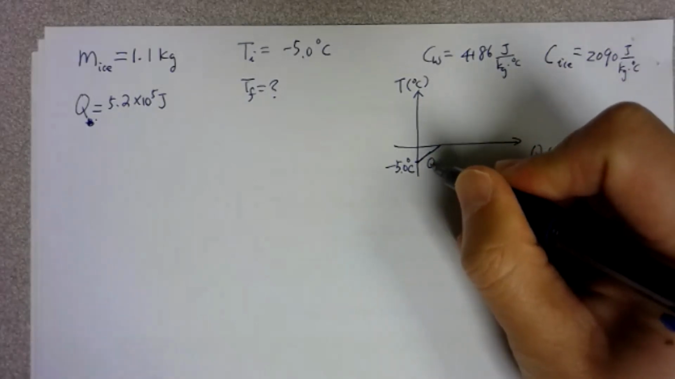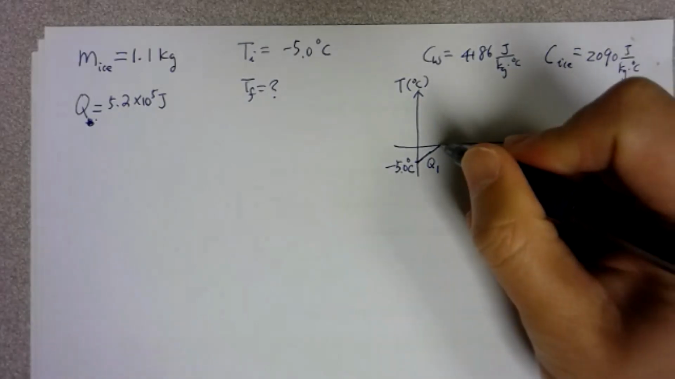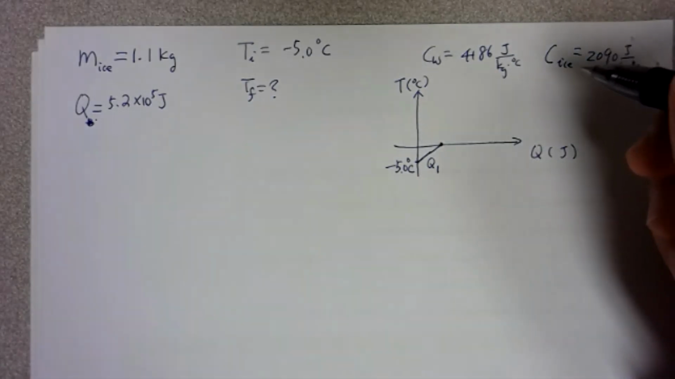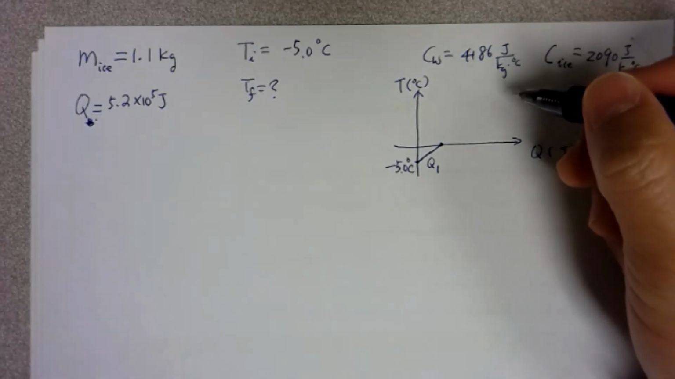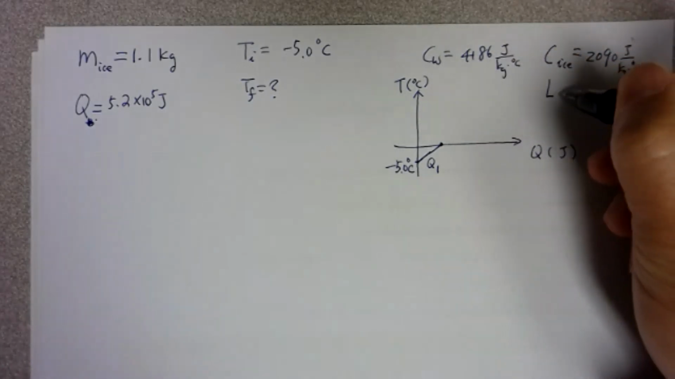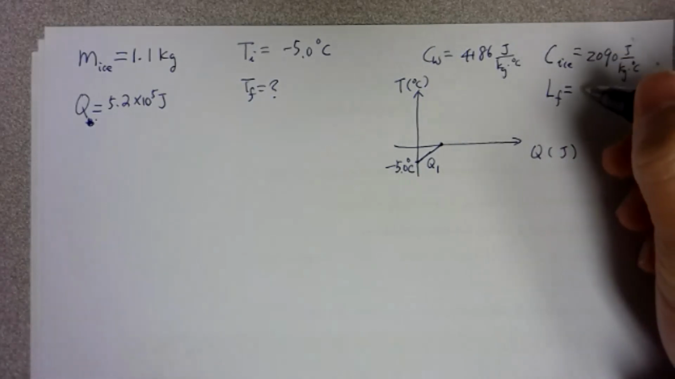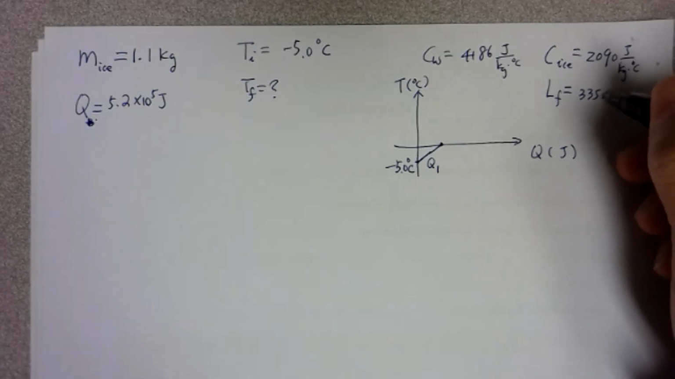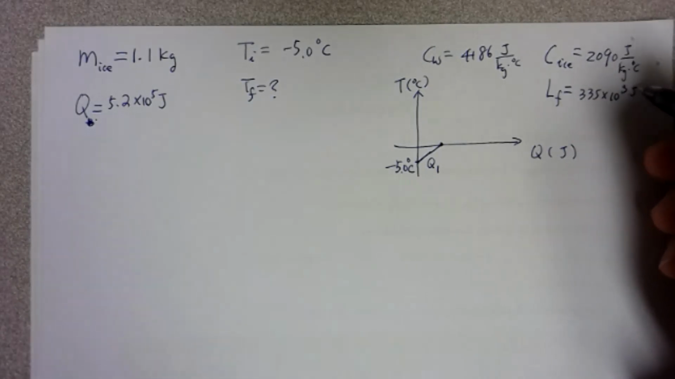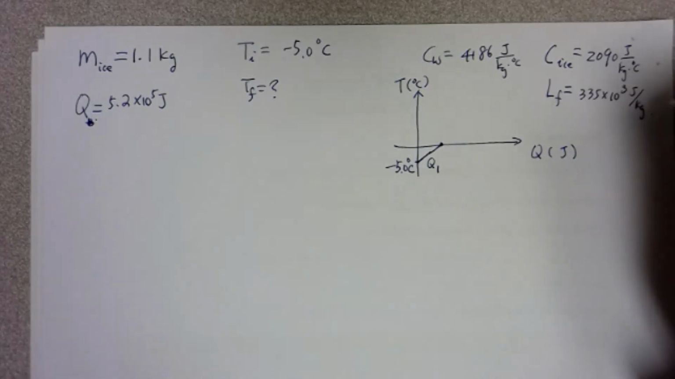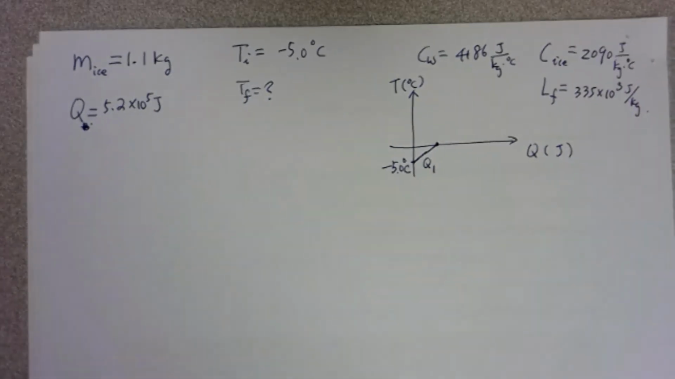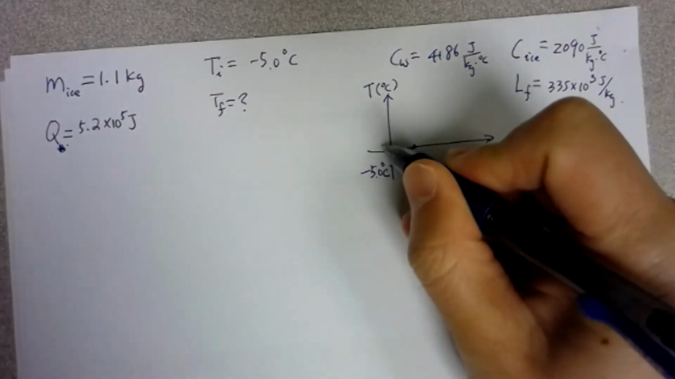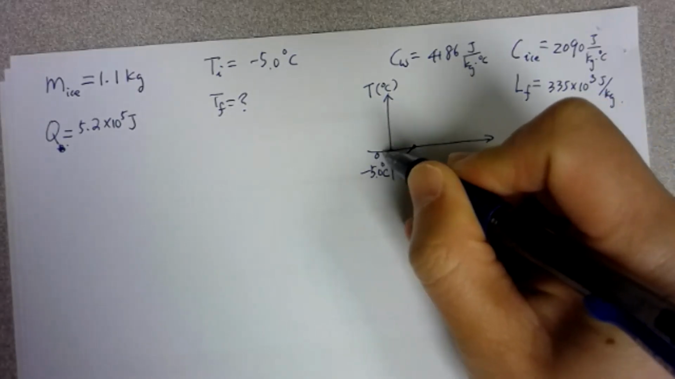For this process, you will require Q1 of heat. And there's another thing I forgot to write down here, the latent heat of ice melt. This is called fusion, right? Fusion process. LF is 335 kJ, so times 10 to the third joules per kilogram. So now ice reaches 0 degrees Celsius.